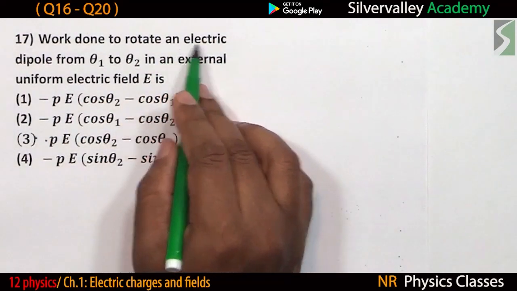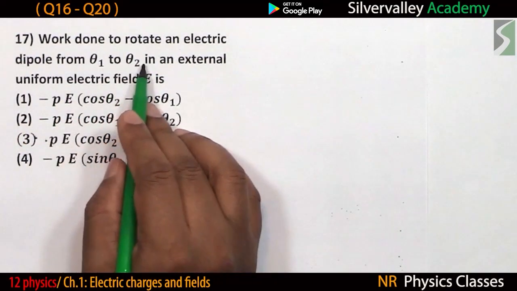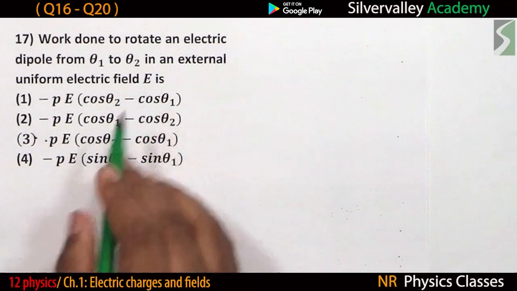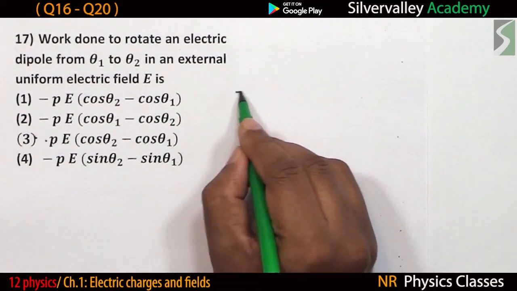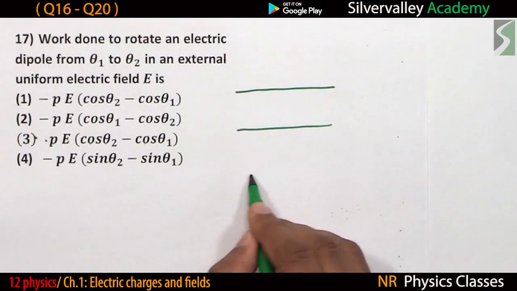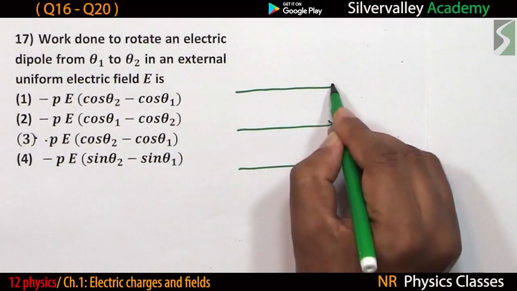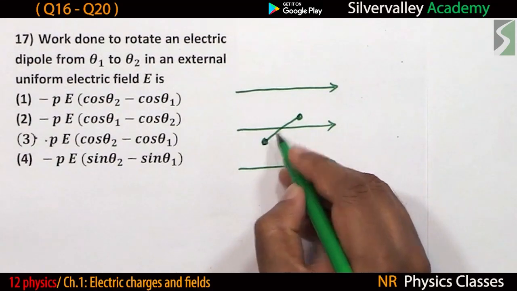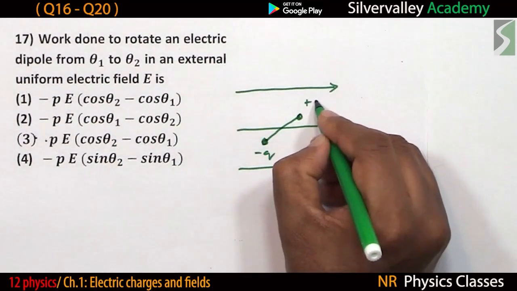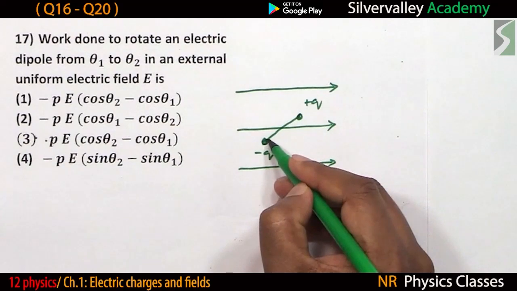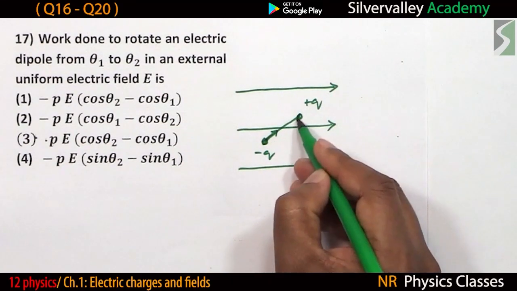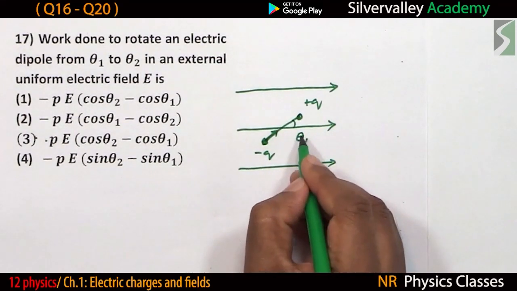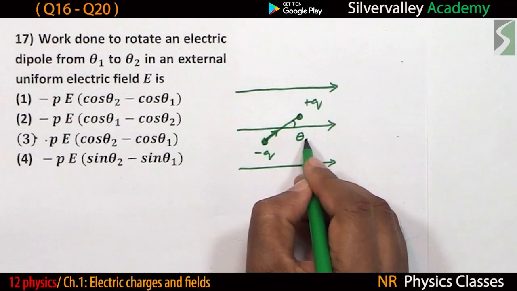Work done to rotate an electric dipole from theta 1 to theta 2 in an external uniform electric field is. Direct question. If this is the uniform electric field, this is the position of the dipole. If it is minus q and plus q, the direction of the dipole moment is from minus q to plus q. So this angle is theta 1, the initial angular position.